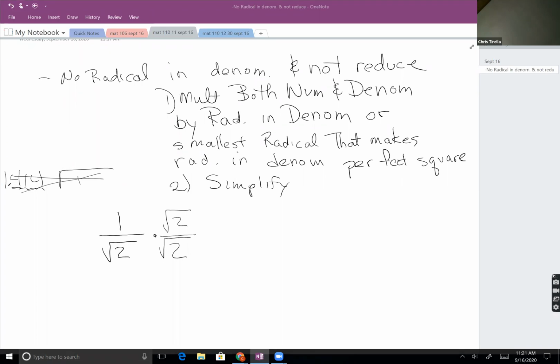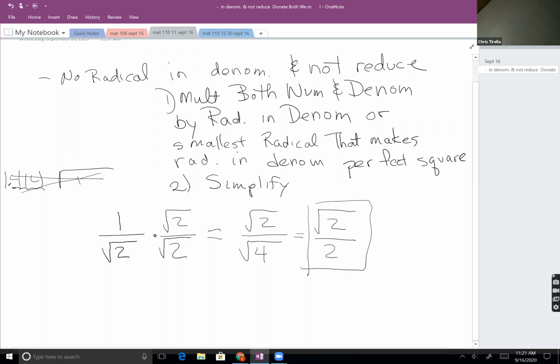So now when I multiply straight across, 1 times radical 2 is radical 2. Radical 2 times radical 2 is radical 4. Now I can simplify that: the square root of 4 is 2. And so this would be considered simplified form. It has a rational denominator. And back in ancient times, when I was doing it by hand, my divisor would have been 2, which would have made it a much easier division to do.